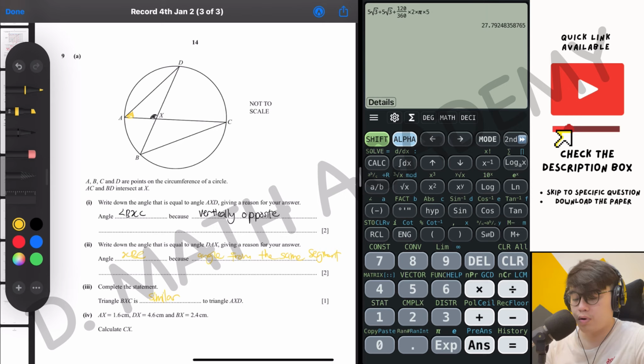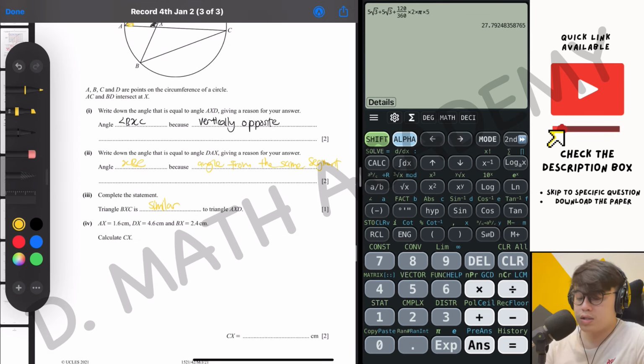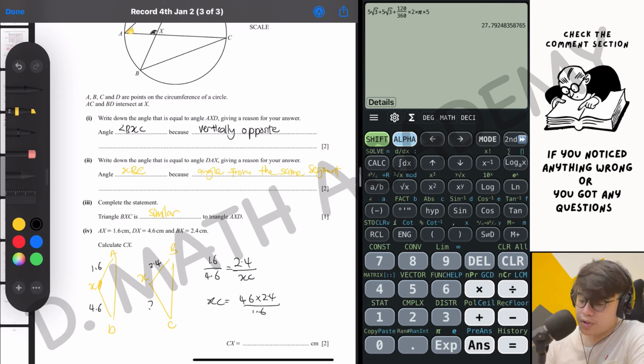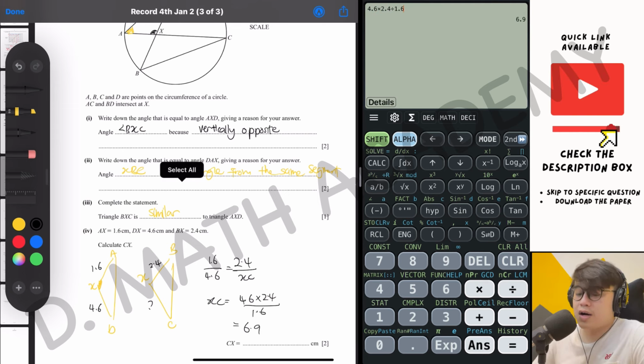Okay, and then moving on, we have our next question here. AX is 1.6 cm. So just draw it out for easier to see. So fill it in. We have 1.6, 4.6, and 2.4. They're asking here, so 1.6 over 4.6 equals to 2.4 over XC. So XC's results will be by taking 4.6 times 2.4 divided by 1.6. We will get 6.9 as the final answer for this.